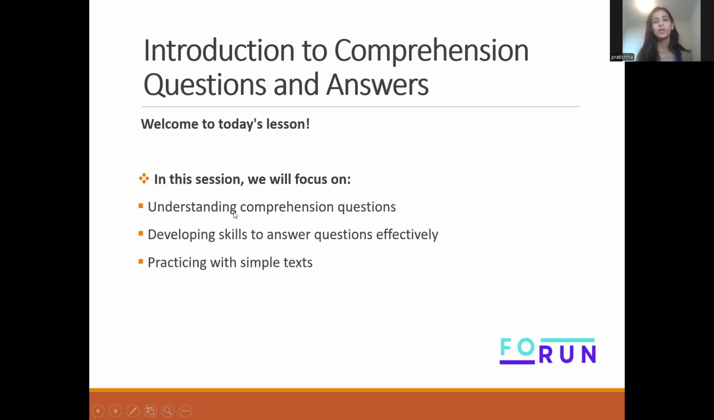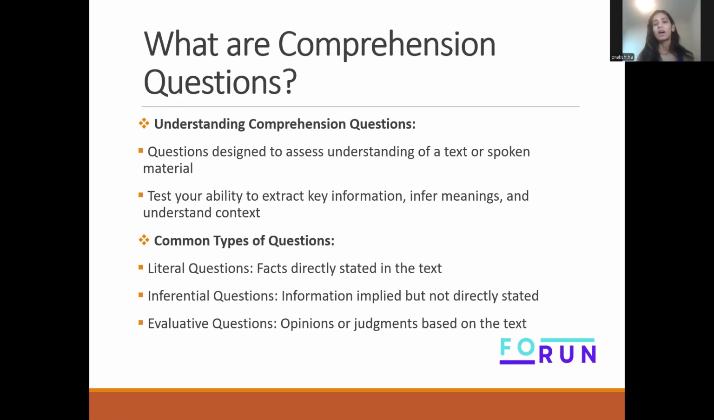So in today's lesson, we are going to understand the comprehension questions, develop skills on how to answer these questions effectively, and practice with some simple text as well. So, what are comprehension questions? Questions are basically assigned in IELTS in such a way that will test your understanding of the text, right?